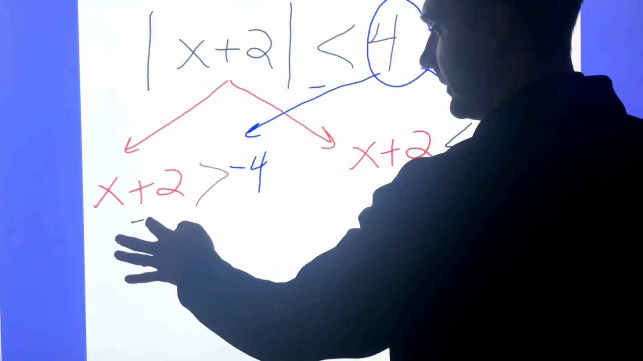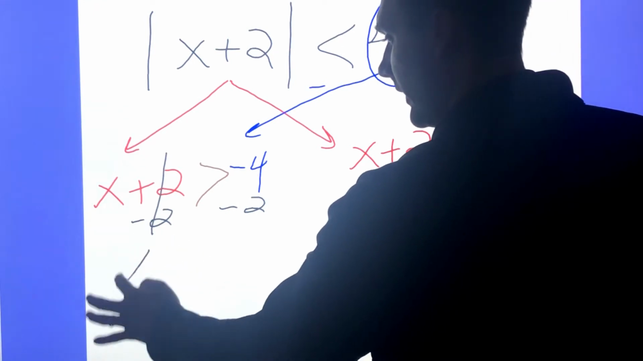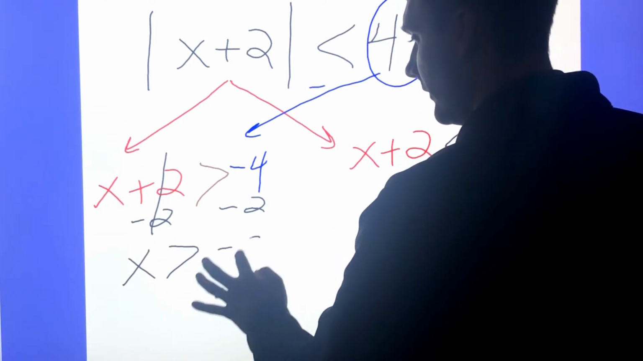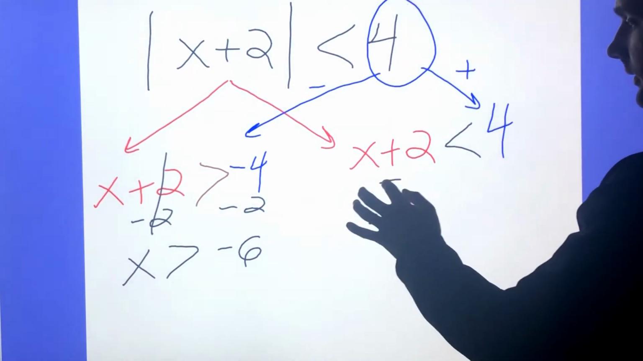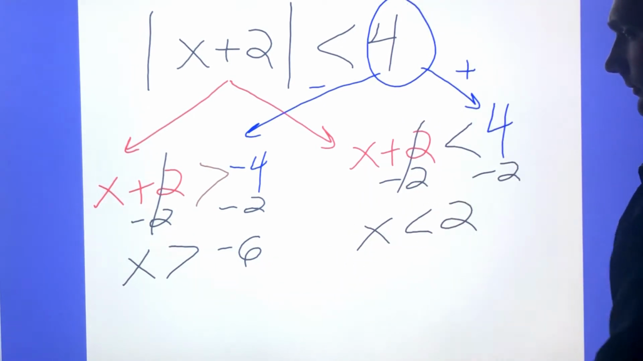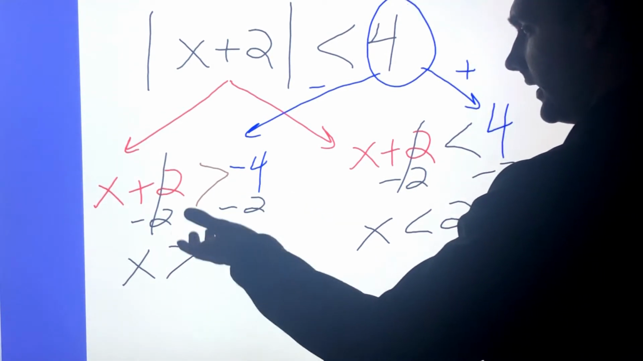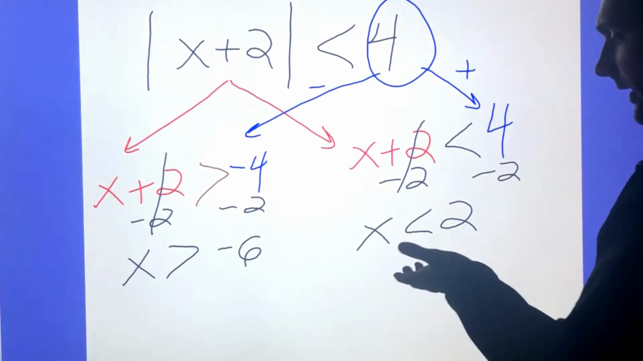So solving for x, the opposite of adding 2 is subtracting 2. That gives me x is greater than negative 6. And here, I want to subtract 2. x is less than 2. So notice how, like I said, with compound inequalities, you get two different inequalities: x is greater than negative 6, and x is less than 2.